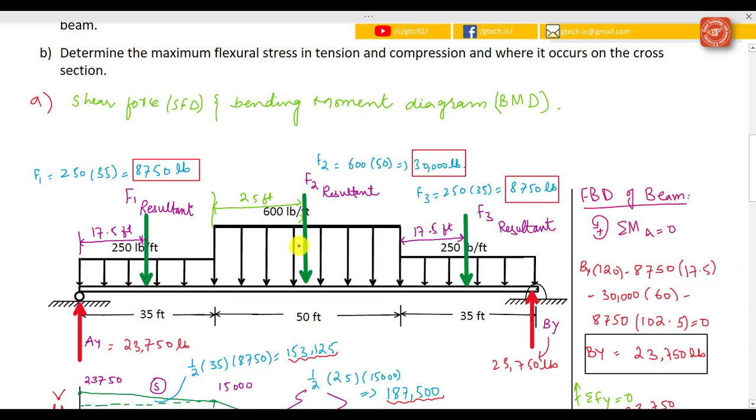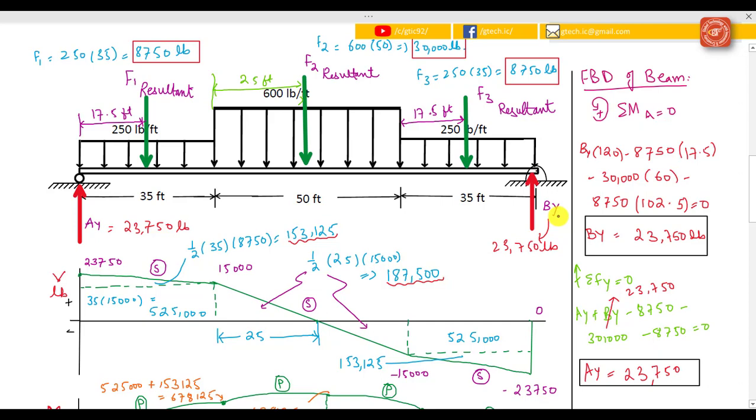The same procedure is repeated for the other resultant forces, and then you come up with this reaction force By that is equal to 23,750 pound. After finding the reaction force By, now let's find the reaction force Ay. So we are now considering the upward direction of the force as positive. So Ay plus By minus these three resultant forces, then you would come up with this value of Ay reaction force, that is equal to 23,750 pounds.